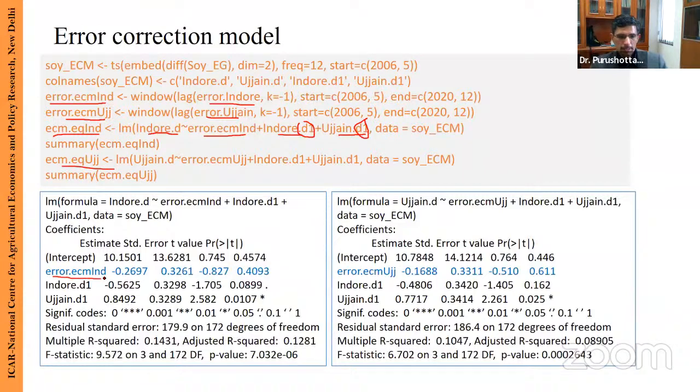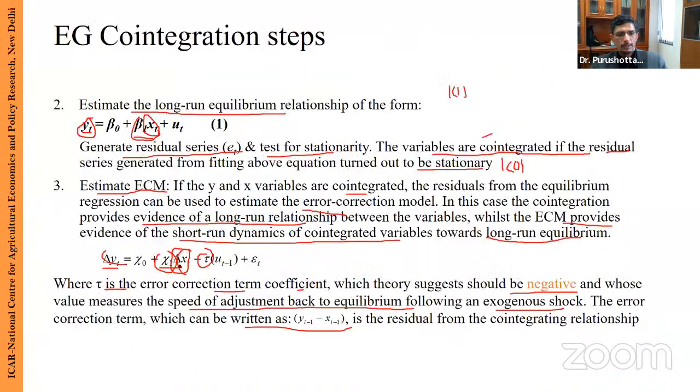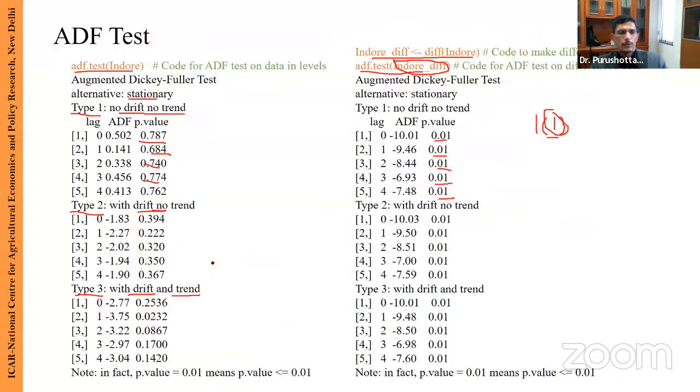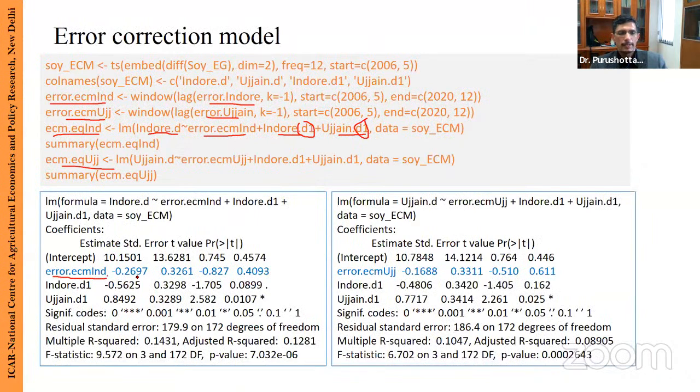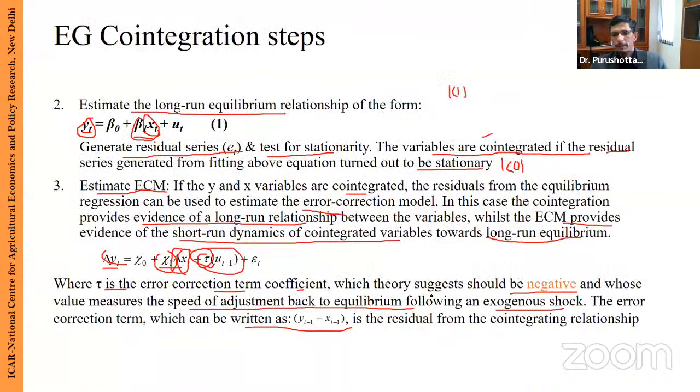So this is the error correction term, what we have seen here. This error correction term, and the results show that it is negative. What we have seen, the error correction coefficient should be -1.